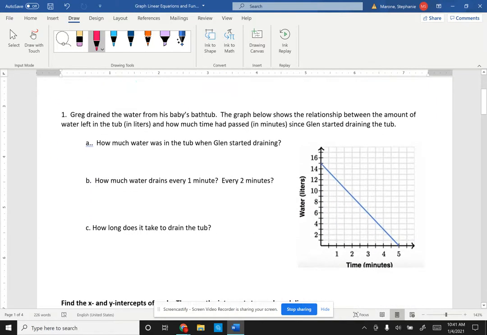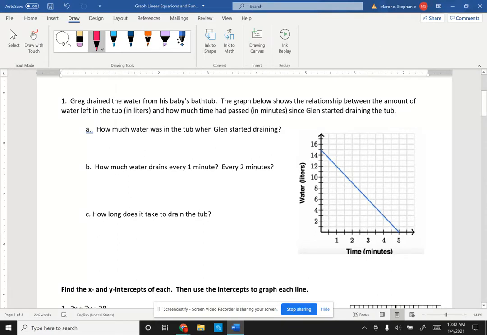So number 1, Greg drained the water from his baby's bathtub. The graph shows the relationship between the amount of water left in the tub in liters and how much time has passed since Glenn started draining the tub. It's important to be able to read a graph because it comes up frequently in standardized tests, but it's also an important skill to know so you can look at graphs and make an informed decision.